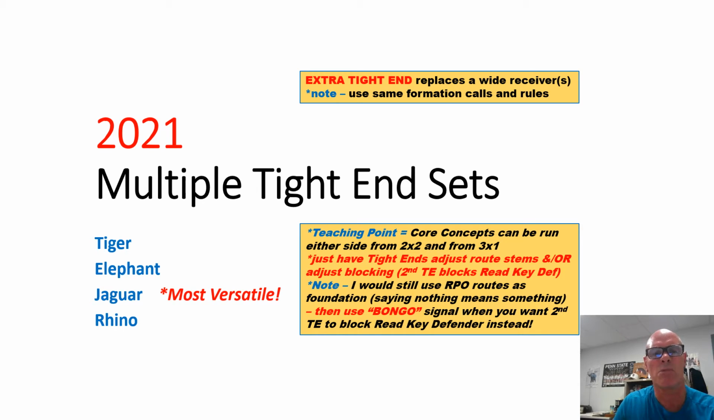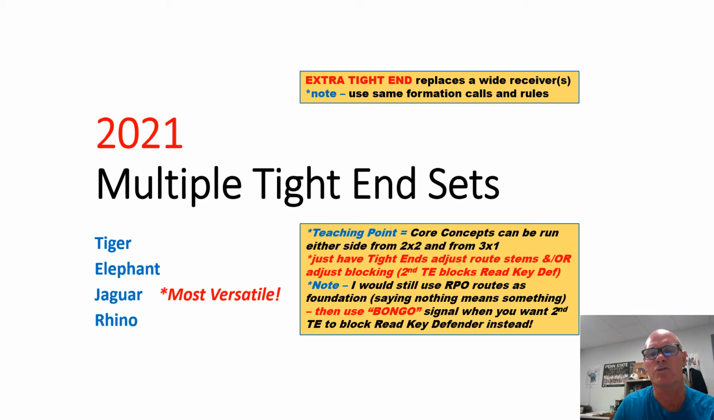I want to talk about multiple tight end sets. This is where we're going to bring in a second or third tight end to replace a wide receiver. Note here, we're going to use the same formation calls and rules. We'll just use these animal names, tiger, elephant, jaguar, and rhino here to the left, with signals from the sideline to go ahead and make personnel substitutions, but keep the terminology the same.